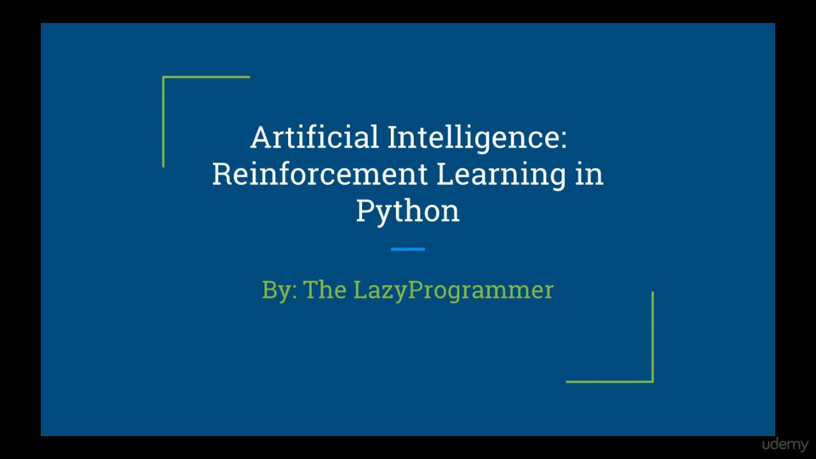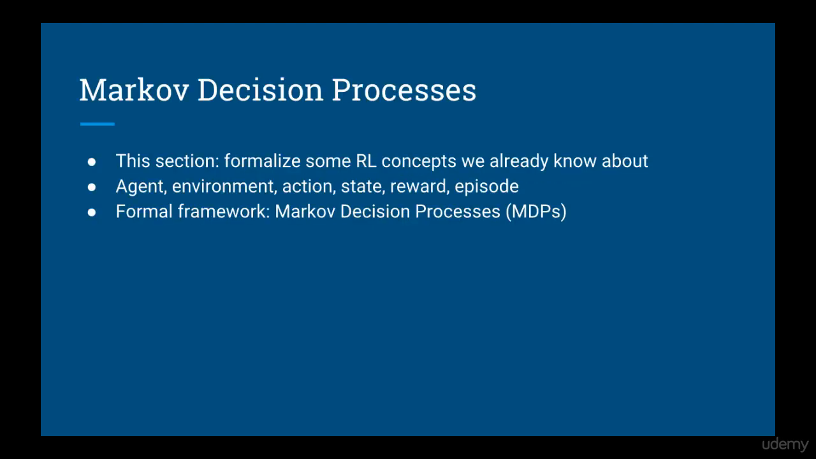Hey everyone, and welcome back to this class, Artificial Intelligence, Reinforcement Learning in Python. In this section of the course, we are going to formalize some of the concepts we've already learned about in reinforcement learning. We've learned about the terms agent, environment, action, state, reward, and episode. This section is all about putting all these concepts into a formal framework called Markov decision processes.